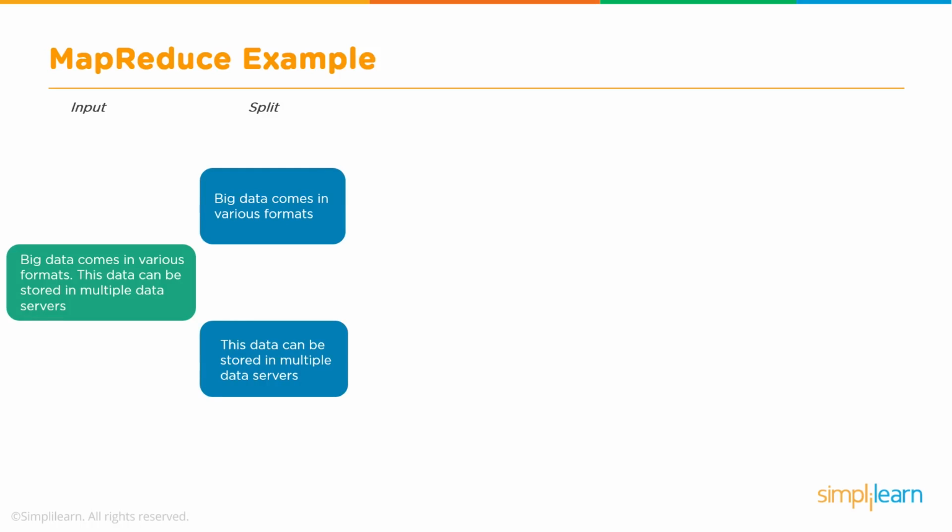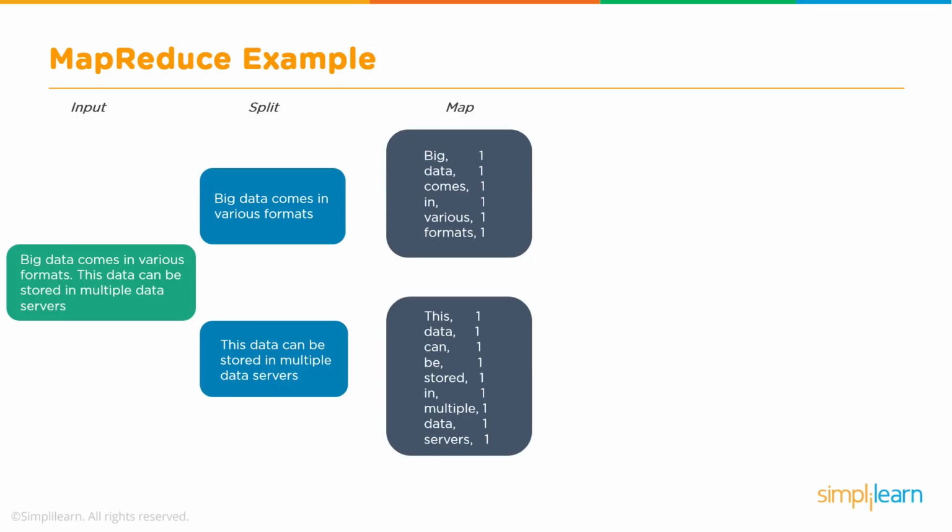Now your big data comes in various formats, and then this data is split, obviously depending on the size of data, depending on how many available data nodes you have, and this split is then worked upon by the mapping phase, which will basically break the records in each chunk of data which it is working on to give you a list of data elements.